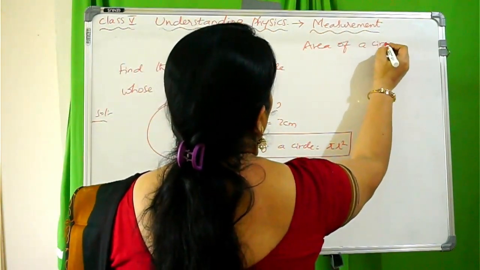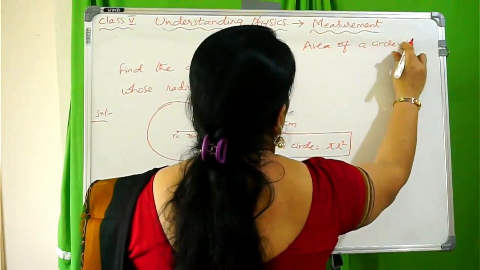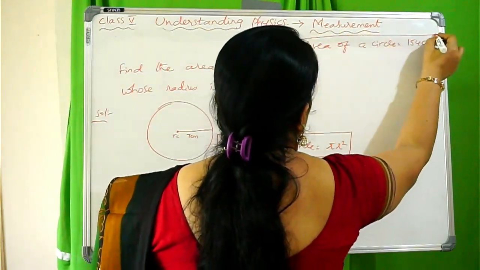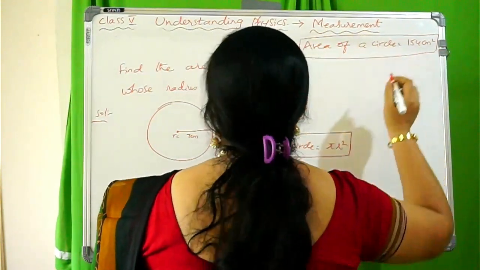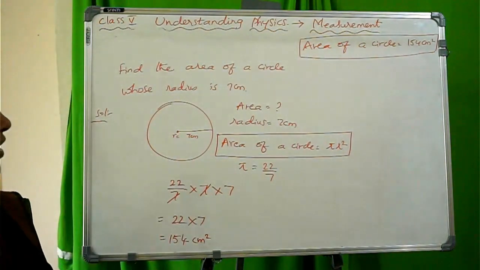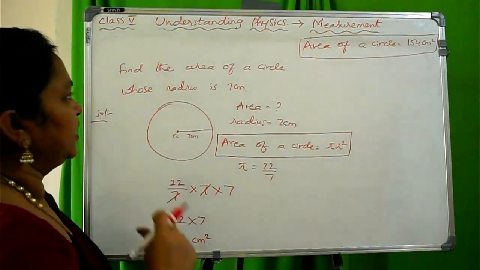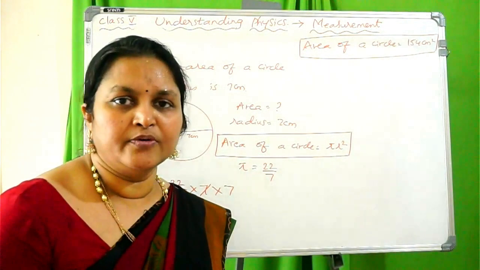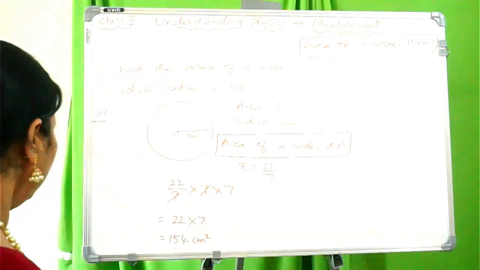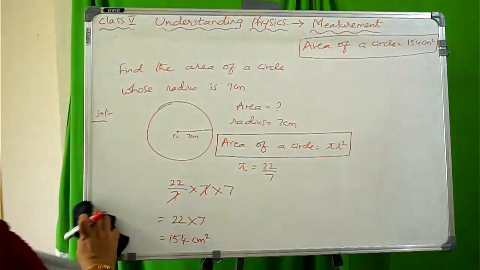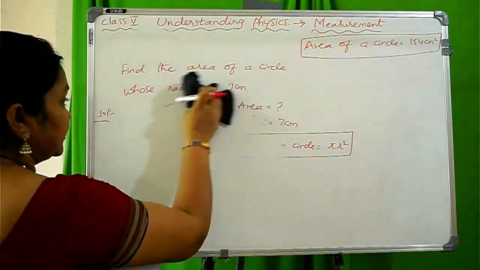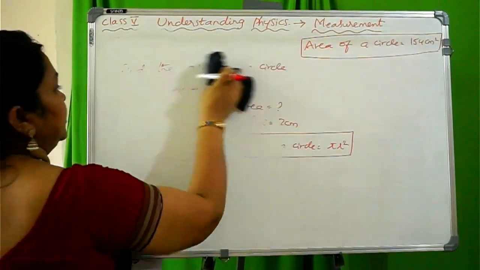Area of a circle is equal to 154 centimeter square. So like this. This is the area of a circle. Now today we covered one conversion problem, one rectangular slab problem, one area of a circle problem and a volume of a box problem. Now let us do one problem with the volume of a cube.